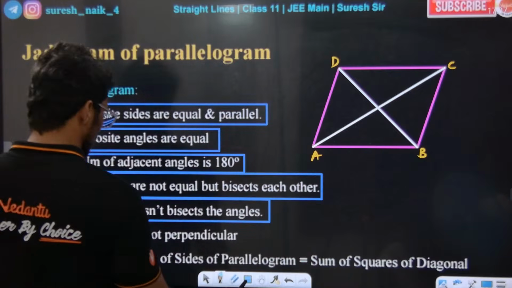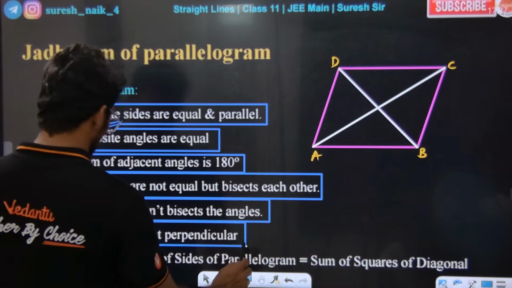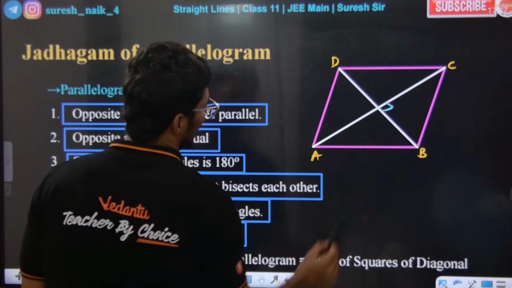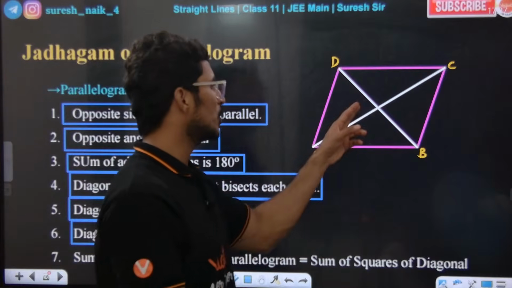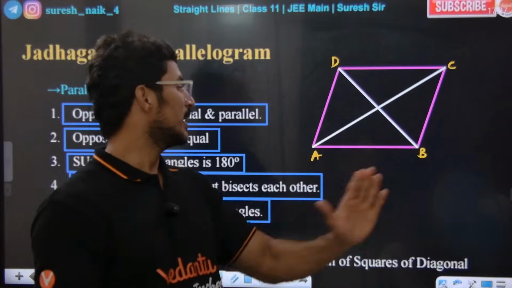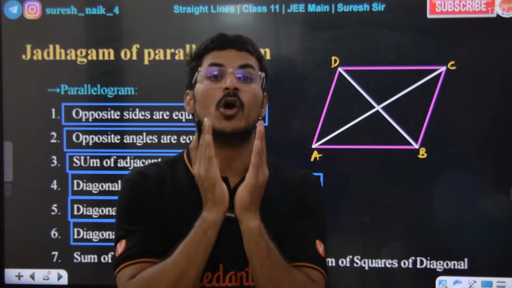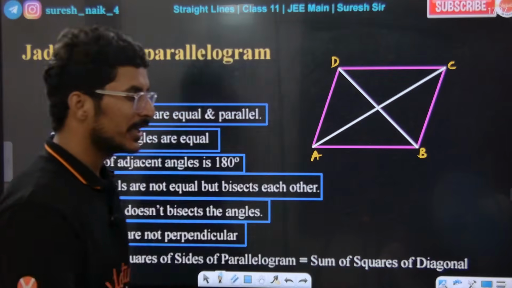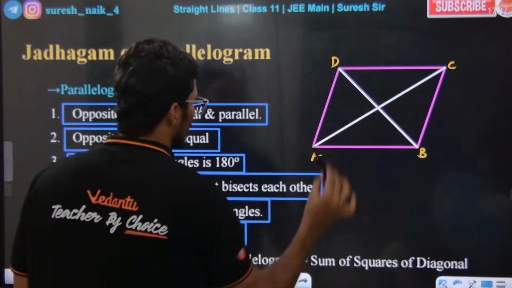So diagonals are not perpendicular. Diagonals, this is not perpendicular here. People will think that AC is perpendicular to BD. That is not perpendicular, guys. So be careful. AC is not perpendicular to BD here.